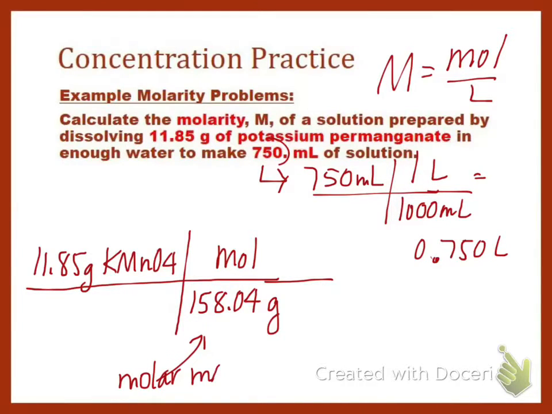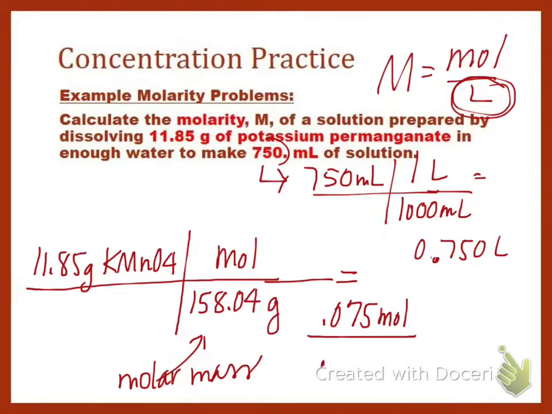Let's just write that down so someone doesn't ask, where did I get that number? Okay. So when I do that, I get 0.075 moles. My unit is moles per liter, so now I'm going to divide by the liters of solution in the problem, which we already converted to be 0.75 liters. So I'm going to divide by 0.75 liters, and then that gives me my answer.